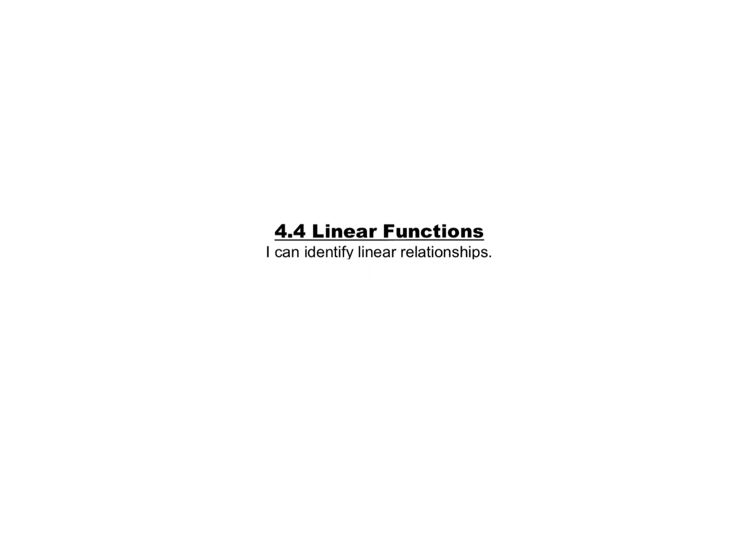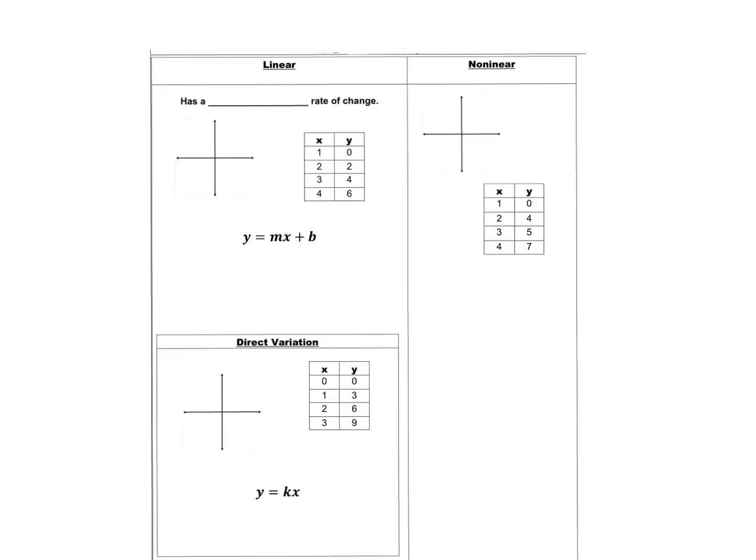In this lesson, we're going to identify linear functions. All right, so let's first of all talk about the characteristics of a linear function. A linear function has a constant rate of change. And so what that looks like on the graph is it's going to be in a straight line. And it could be a positive slope, it could be a negative slope. That does not matter. It just has to be in a straight line.